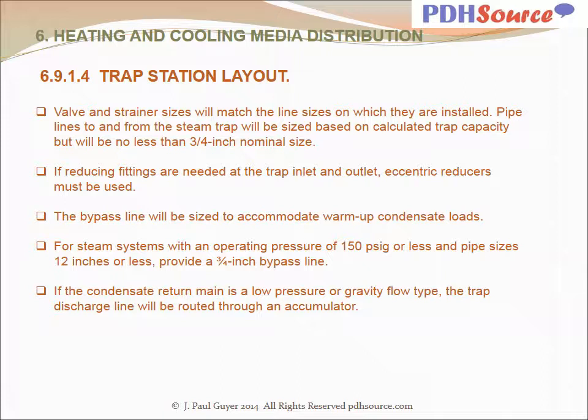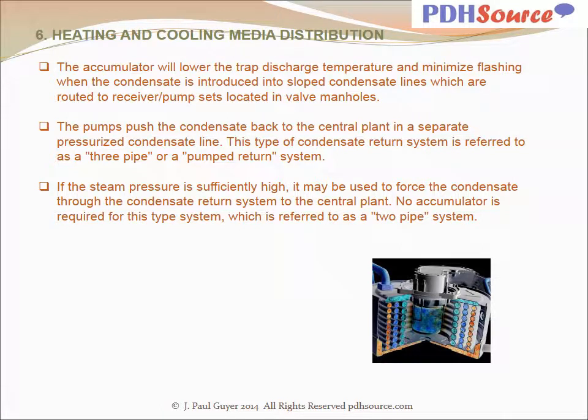If the condensate return main is a low pressure or gravity flow type, the trap discharge line will be routed through an accumulator. The accumulator will lower the trap discharge temperature and minimize flashing when the condensate is introduced into sloped condensate lines, which are routed to receiver pump sets located in valve manholes. The pumps push the condensate back to the central plant in a separate pressurized condensate line. This type of condensate return system is referred to as a 3-pipe or pumped return system.